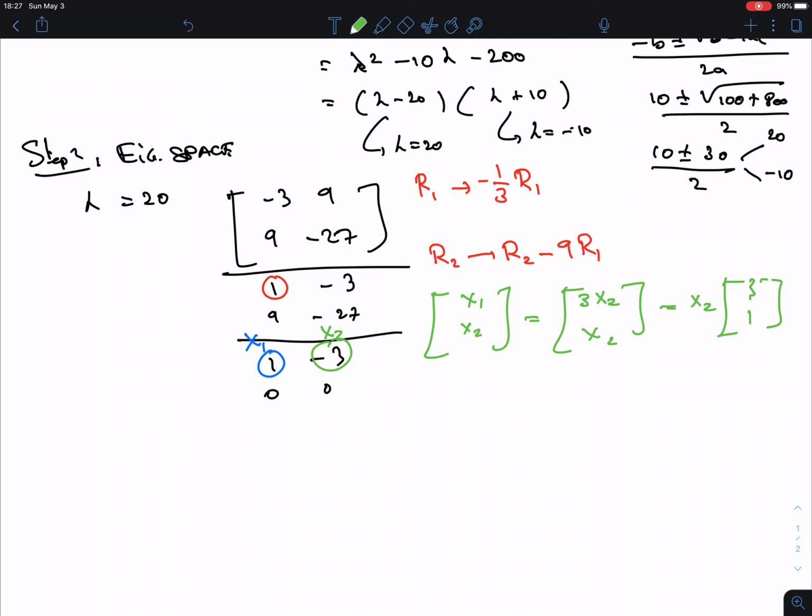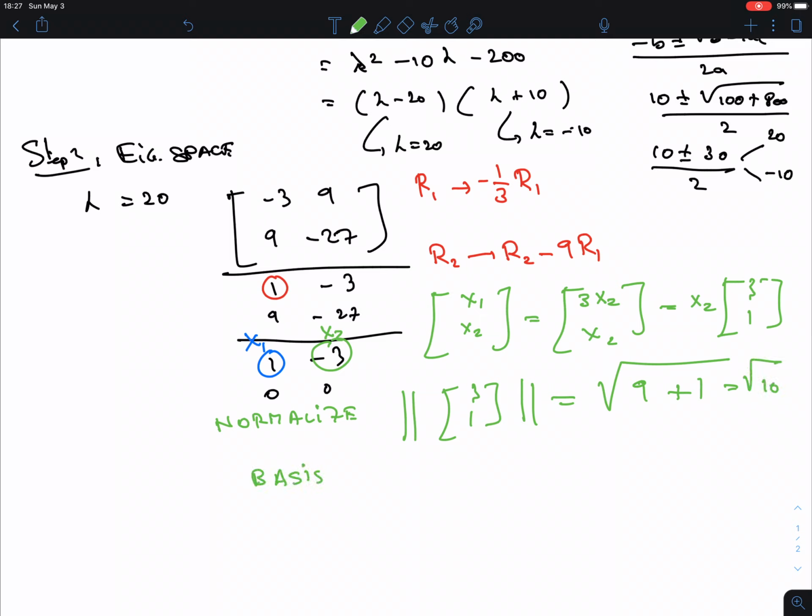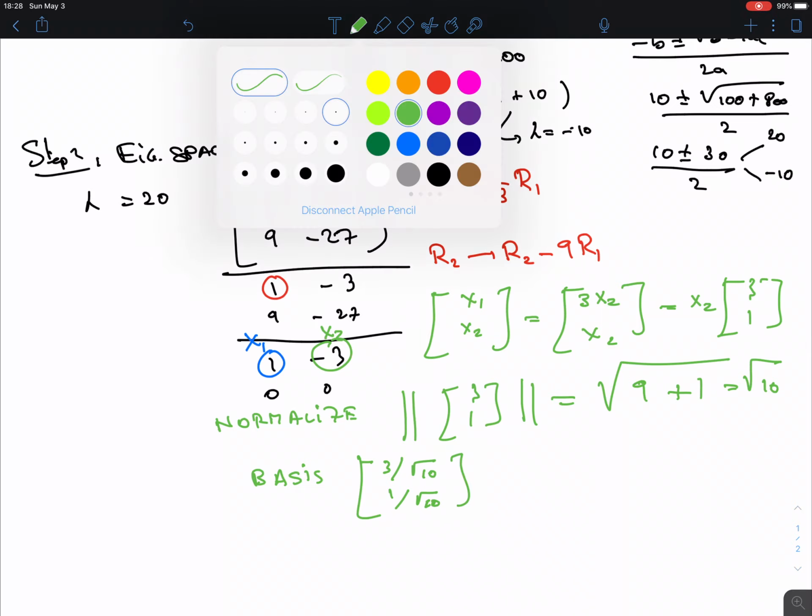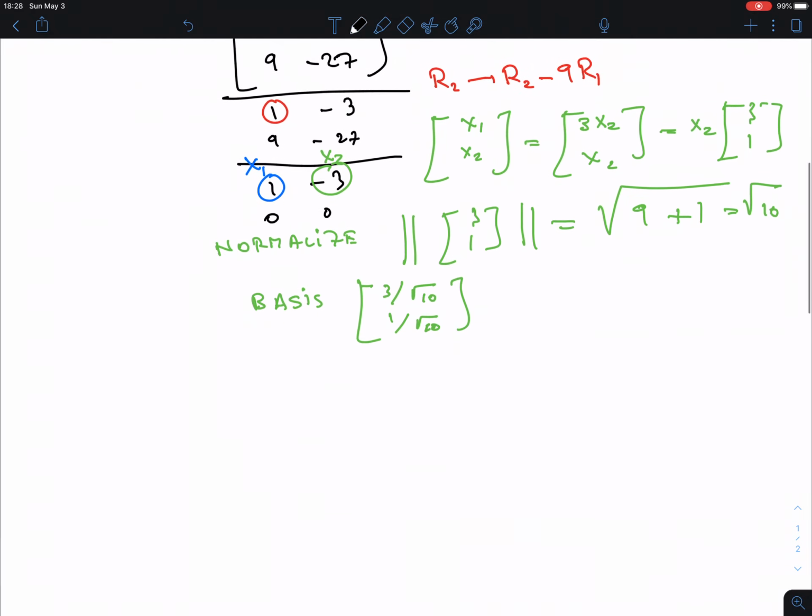Okay, so we need to normalize, that's the extra step that we need to do. That means we need to calculate the norm of this vector, and that is the square root of 3 squared, that's 9, plus 1, so square root of 10. So the basis vector that we will take is, remember, we divide now by radical 10, so I'm going to already do it right away. Okay, that's our first basis vector. That's for lambda equals 20.